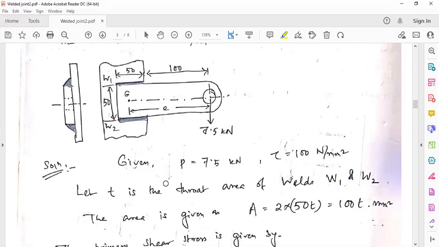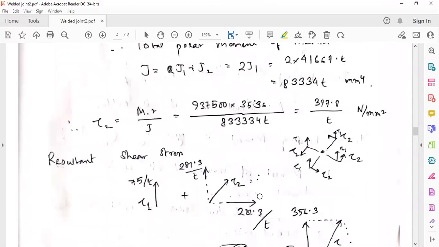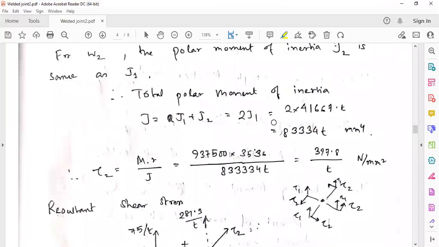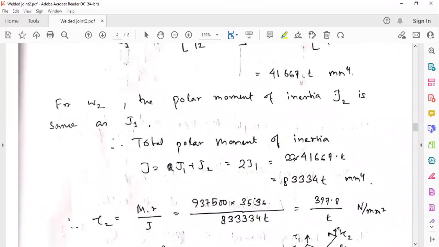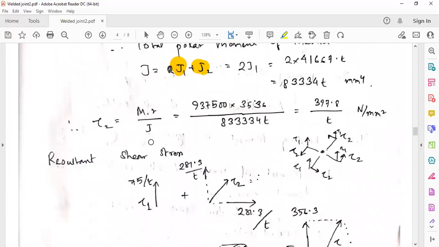That's why the total moment of inertia will be the addition of these two, J1 plus J2. We can write twice J1 since they are the same, and since we have got this 41,000 into 44,167 t, we double it so that we get the total polar moment of inertia. Why did we double it? Because these two are the same, this is for the first welding part, this is the second welding. Add them together, we get this. Now we have the J value, everything we have. We just don't know the throat thickness.